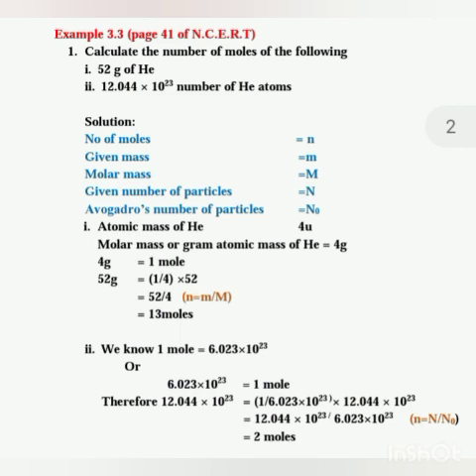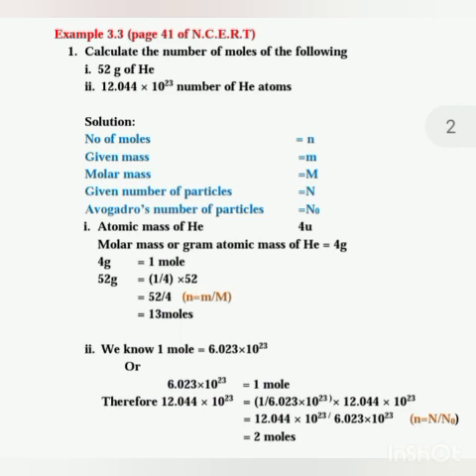Understood? Now we have to find the number of moles of 52 grams of helium. What is the atomic mass of helium? Atomic mass of helium is 4 grams, so I can say 4 grams is equal to 1 mole. The atomic mass of helium is 4 units, but if I convert it into gram atomic mass, then it will be 4 grams. It is written here 52 grams of helium. So the atomic mass of helium is 4 units, which means 4 units contain only 1 atom of helium.